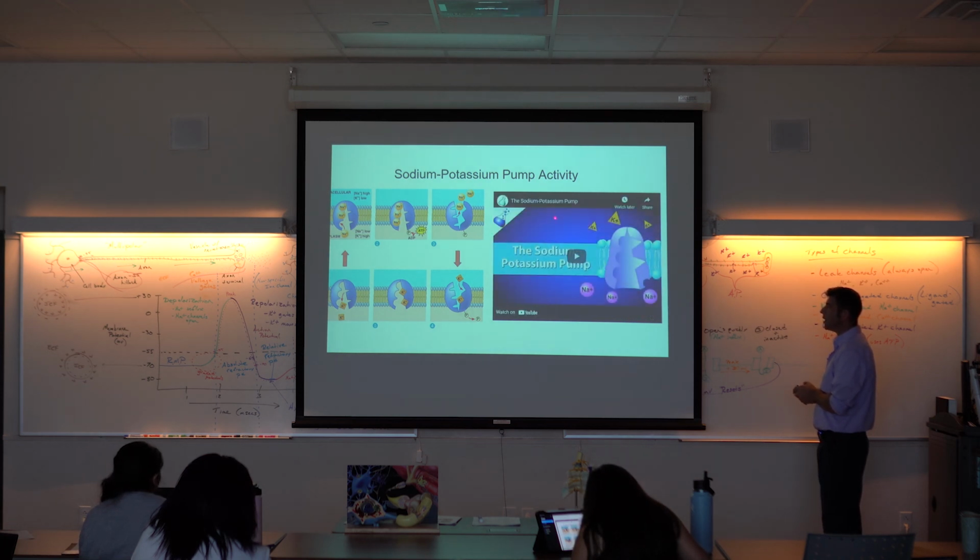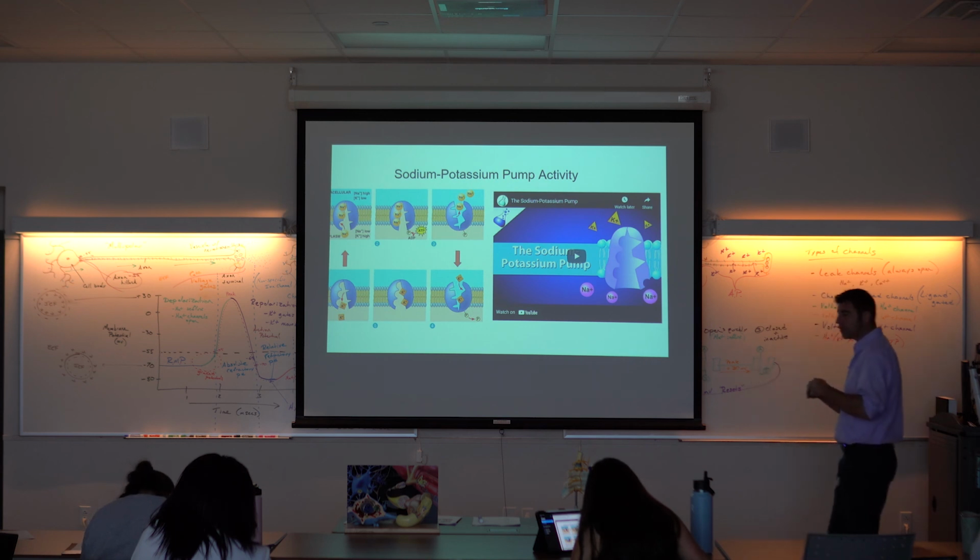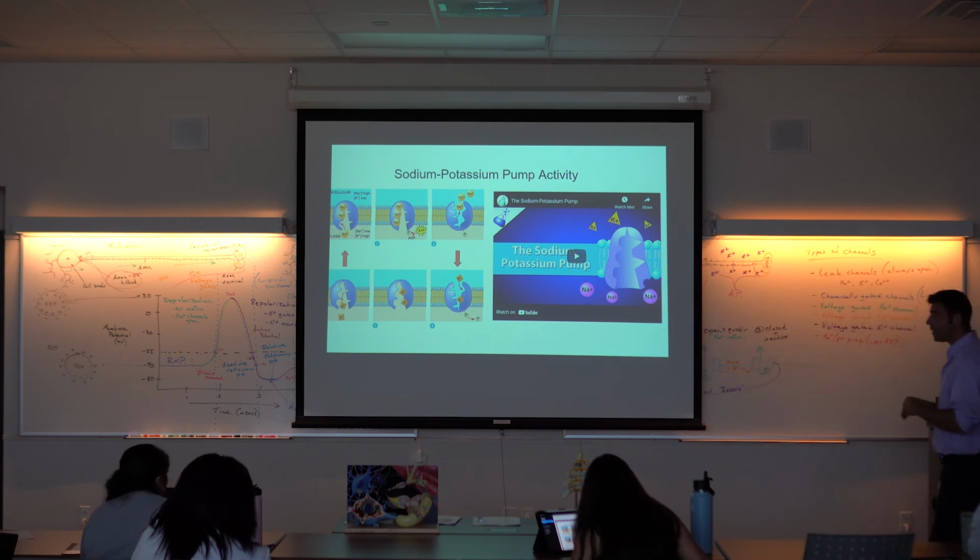Right, so there's more sodium ions outside the cell than there are potassium ions inside. And also inside the cell, there are all those negatively charged proteins. So that's also what contributes to that negative charge of the cytoplasm inside the cell.